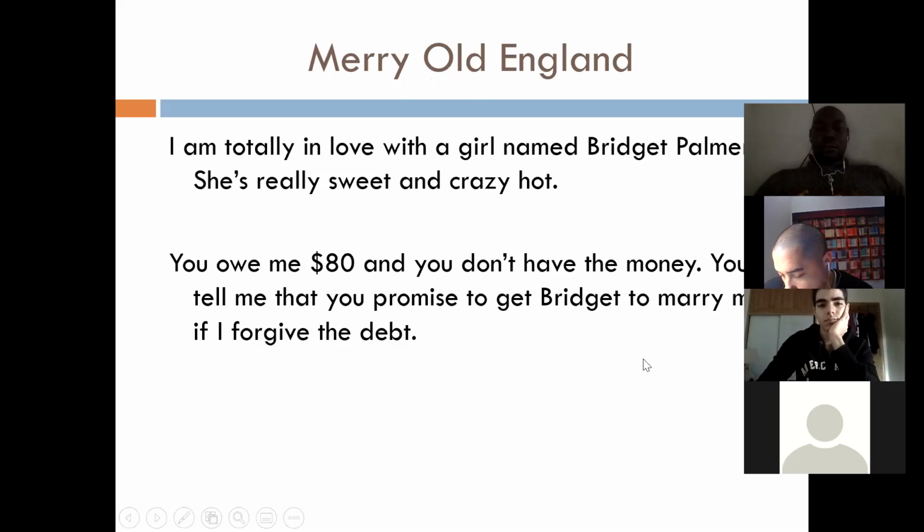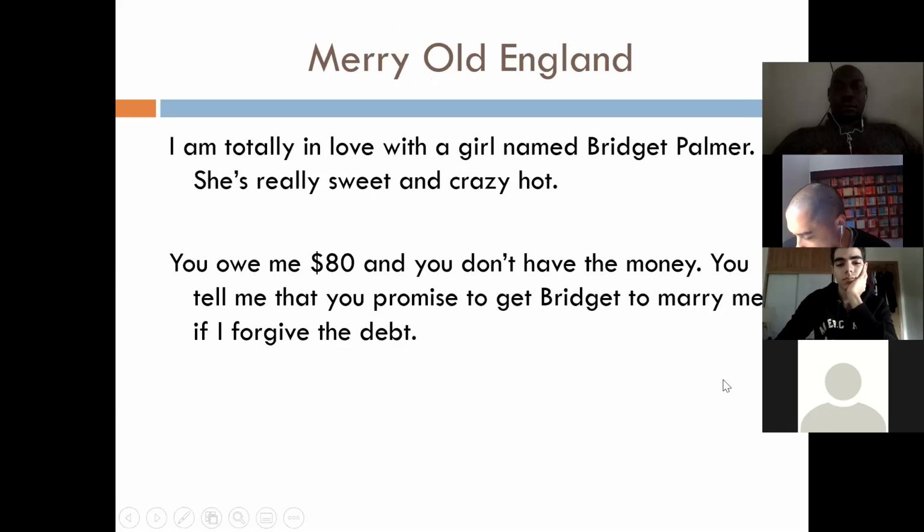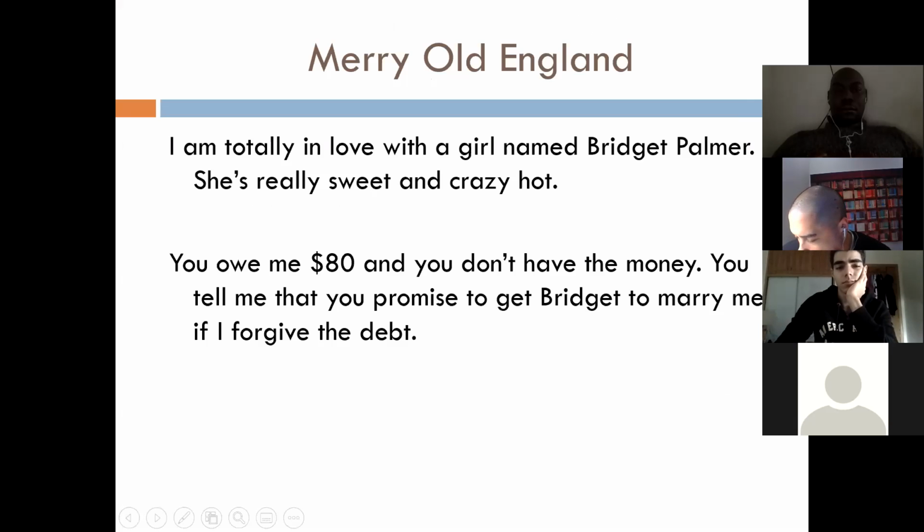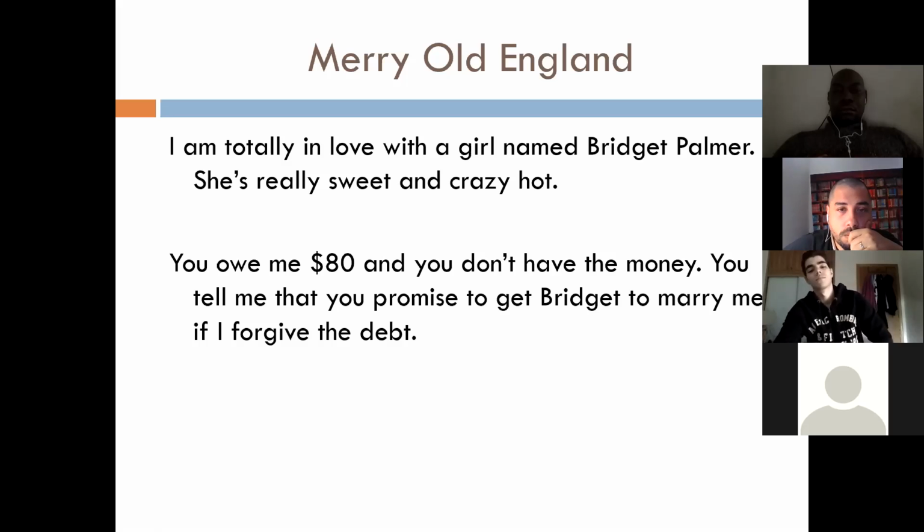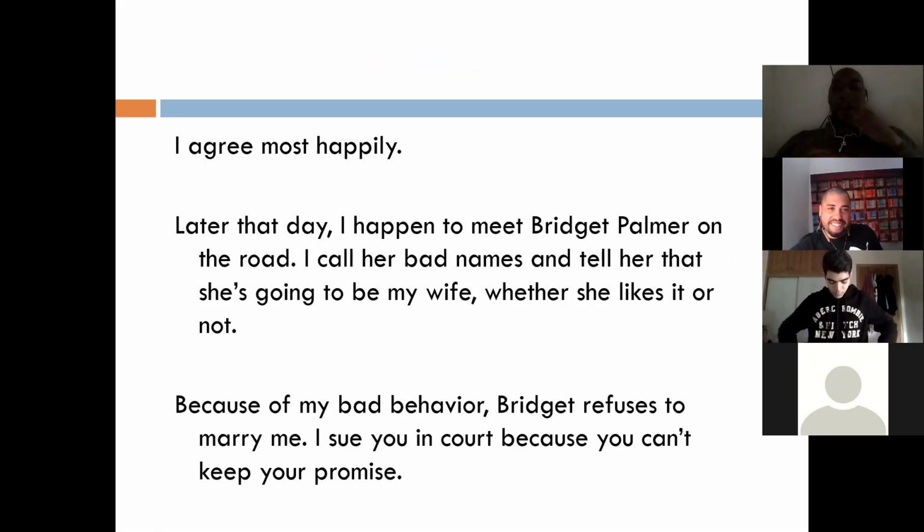So I am in love with a girl named Bridget Palmer. She is really sweet and crazy hot. You, Nicola, owe me $80 and you don't have the money. So you tell me that you promise to get Bridget to marry me if I forgive the debt. This is a matchmaker contract. Wait, you're going to forgive my $80? Yeah, dude, come on. So you're going to be my matchmaker for $80.